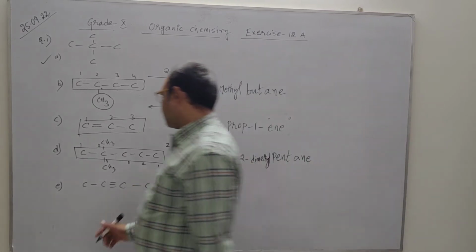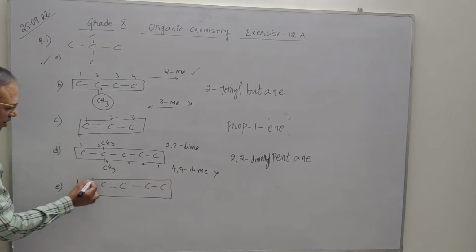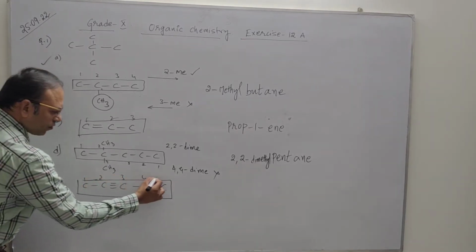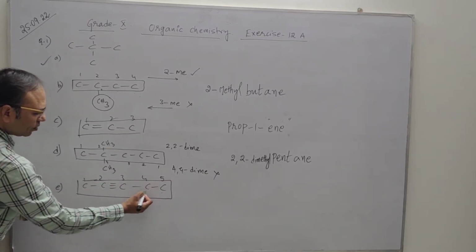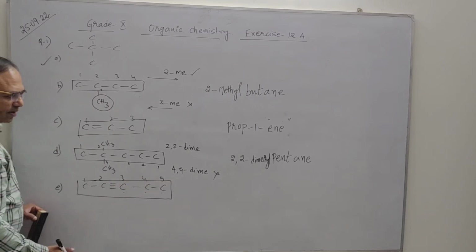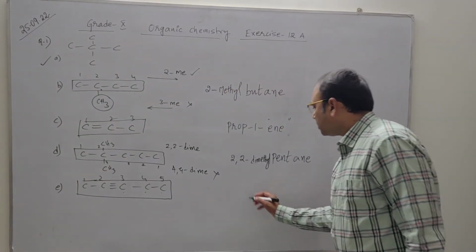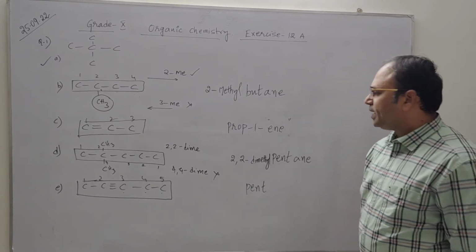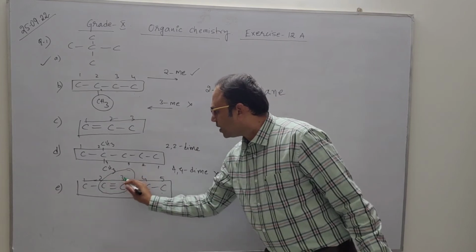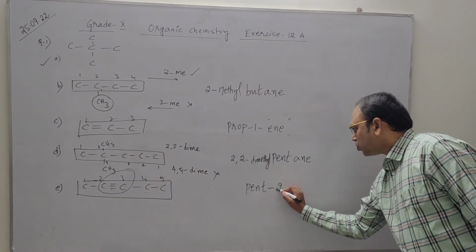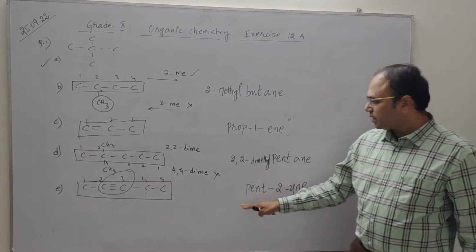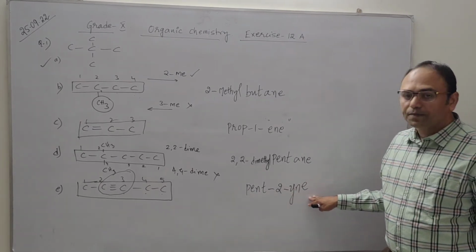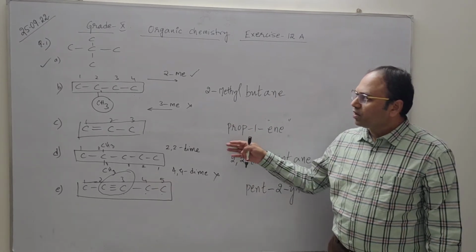Now question number 5, again very easy to identify because we have 1, 2, 3, 4, 5. So the longest chain is only 1. Now when you give the number from this direction it is 2, but from here it will be 1, 2 and 3. So therefore this numbering is correct. Come to the root word. What is the root word? 5 carbons, pent. Now the triple bond is between 2 and 3, hence we have to give the number as 2, hyphen, and the triple bond suffix will be written as yne, hence we will write it like this: pent-2-yne. So the first 5 questions we have solved and hope you have understood.